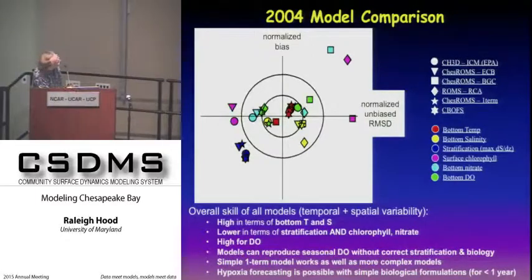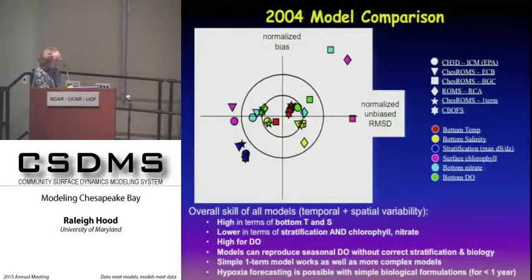So we're not doing very well in terms of stratification and chlorophyll, but remarkably, the models still simulate DO with fairly high skill. The bottom DO is the green one, and you can see that the little green circles tend to fall closer to the center. So even though we don't reproduce stratification and these biological drivers very well, the models still reproduce the bottom DO fairly well, for reasons which I can explain to you if you're interested.